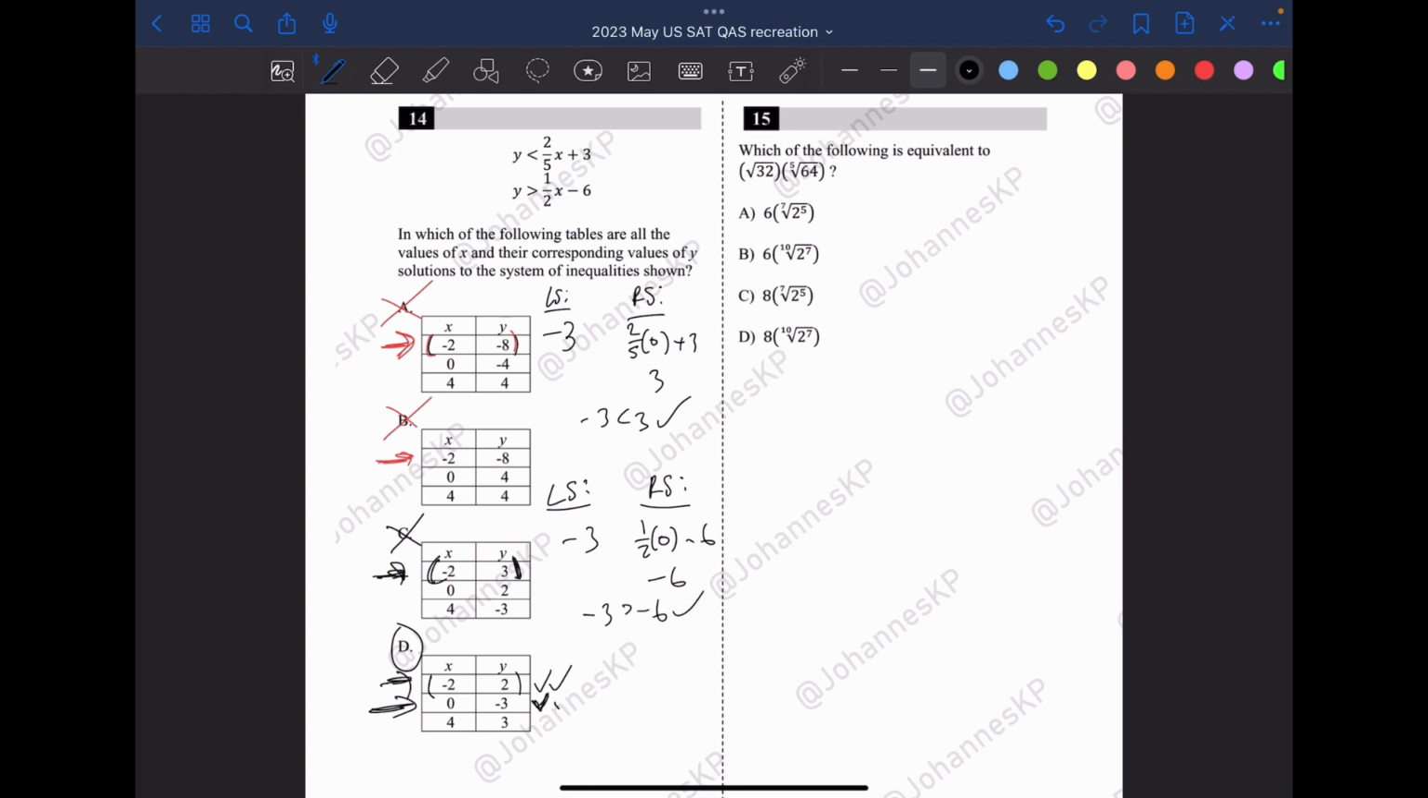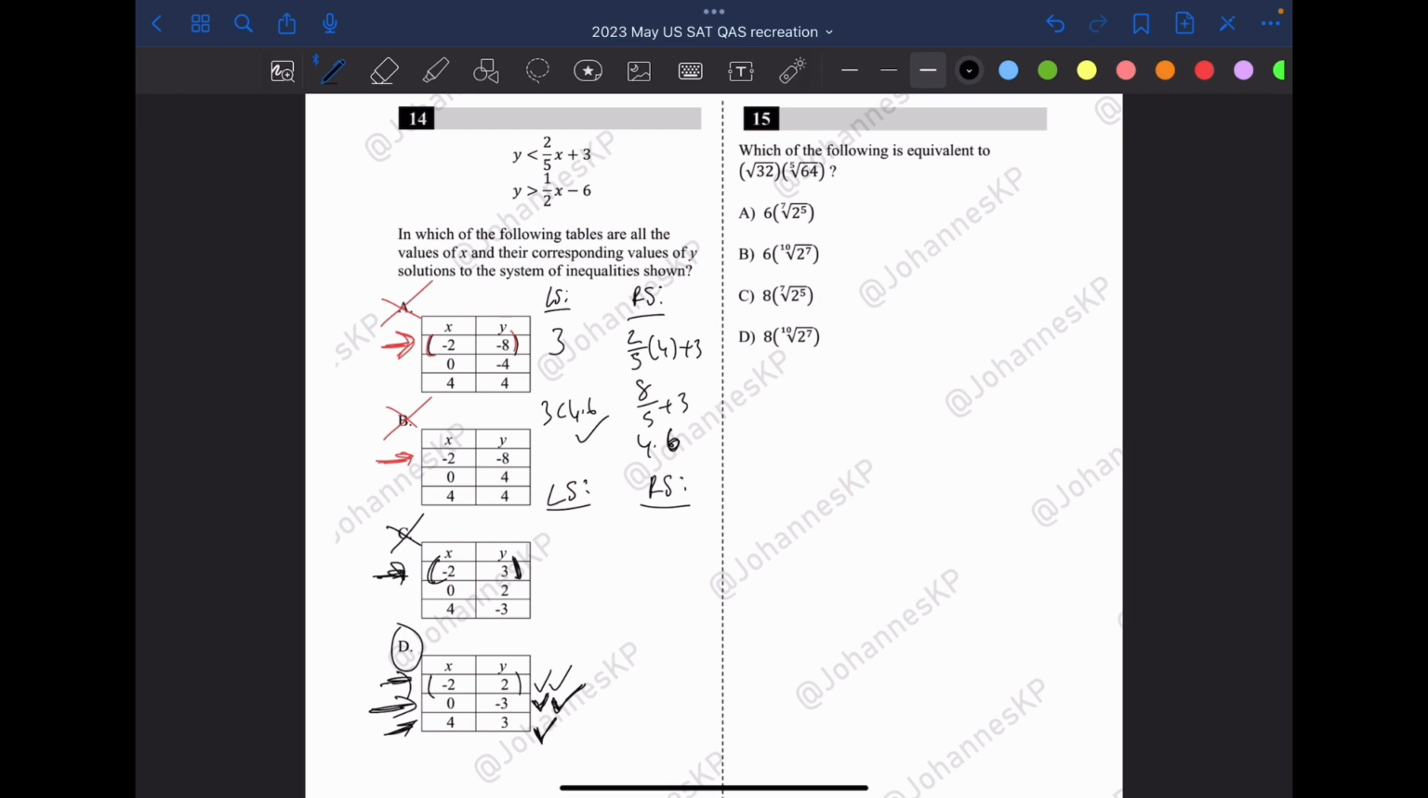So let's put another check mark, and we are done with this as well. Now let's move on to the last point for this question. We have 4 and 3. So the left side is 3. The right side is 2 over 5 times 4 plus 3. This is going to be 8 over 5 plus 3, which is 4.6. So that is 3 less than 4.6. Yes, this is correct. So let's put a check mark here.